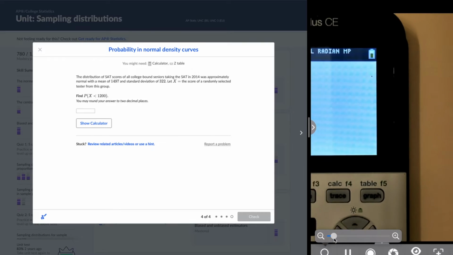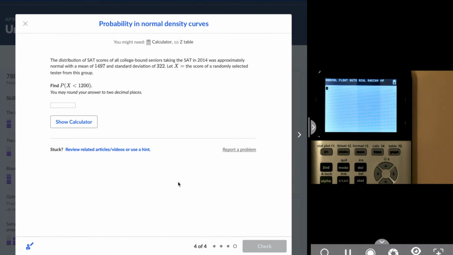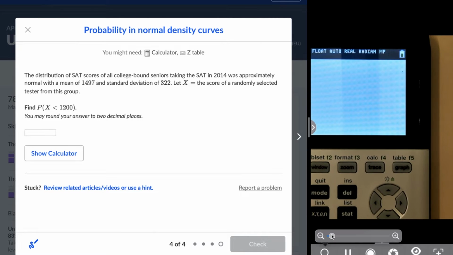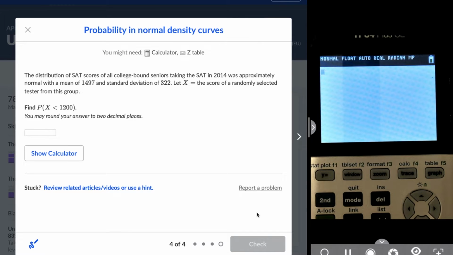We get a question, and let me zoom in on the calculator, and let me zoom in on this assignment. Hopefully that shows up well in the video. Just a little bit more zoomed in. Awesome. Okay, so we're going to review just how the normal distribution works and what's going on here. So we want to find the score of a randomly selected tester from this group of SAT college-bound seniors, and then we want to find the odds that this one student we selected had a score less than 1200.